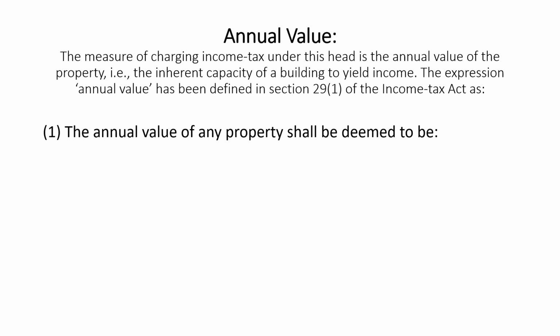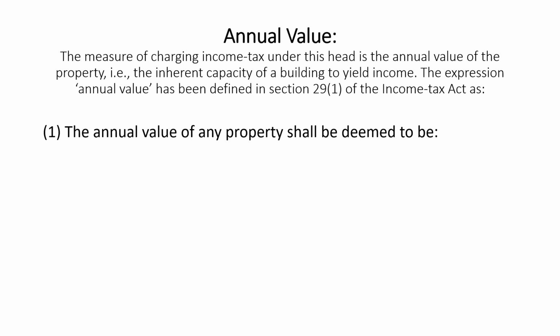Now we are going to see what annual value is. The measure of charging income tax under the head is the annual value of a property. That means annually you are going to pay the tax on your property. That is called annual value. It might be the inherent capacity of a building to yield income. So on the income only you are going to pay the tax.